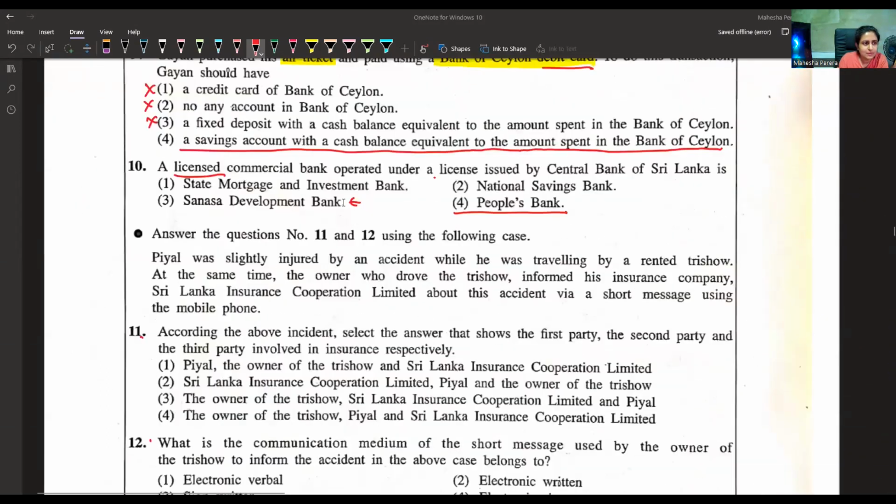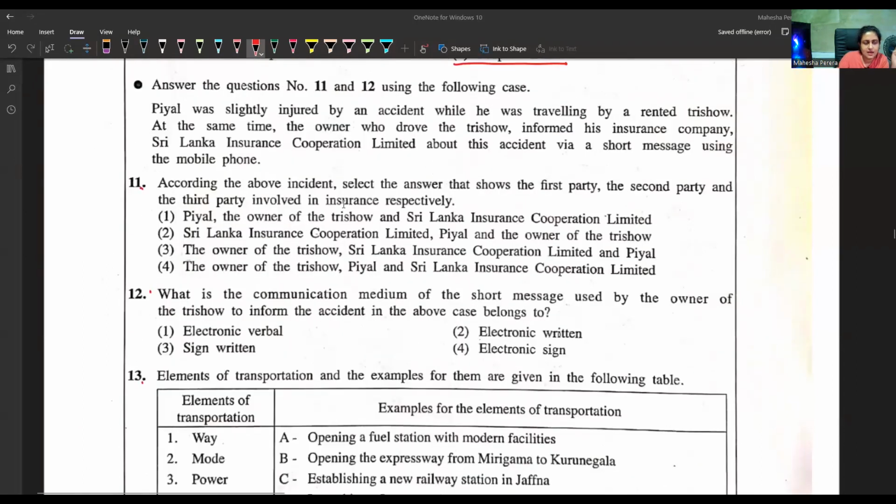Grade 11s, look at these questions. What is there, darling? There is a huge case. They ask us to find answers for 11 to 12. Only 2 questions. Then 9 questions. According to the above incident, select the answer that shows the first party, second party, and third party. Right. Now, do you remember? First party is always whom?